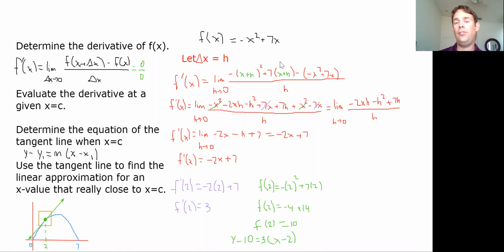So when they ask for a linear approximation, what they're really asking for is don't plug a value into the original equation. They're saying, hey, if we're going to find the linear approximation of a value that's really close to 2, you can plug it into your tangent line to get a value that's really close. So by moving the 10 over, here's the other way to write my equation of my tangent line. I can use that to find the linear approximation of values really close to 2.